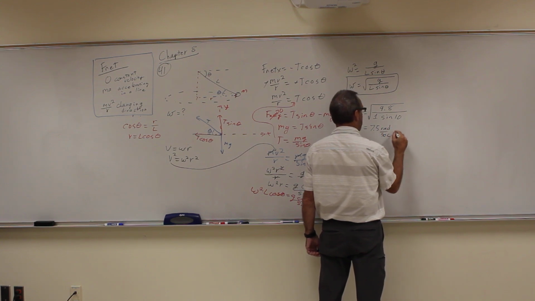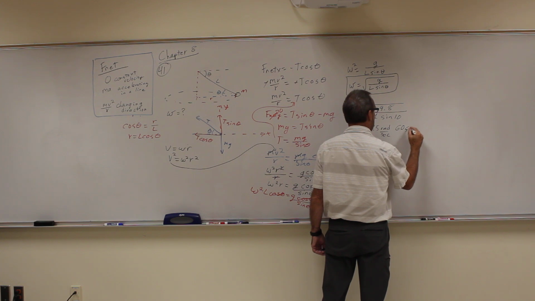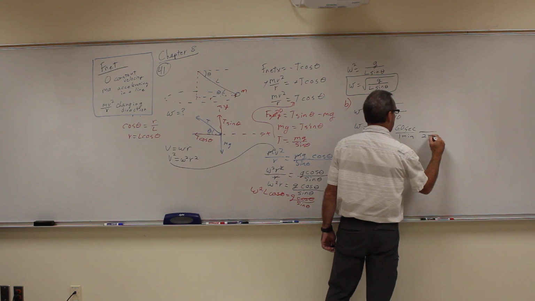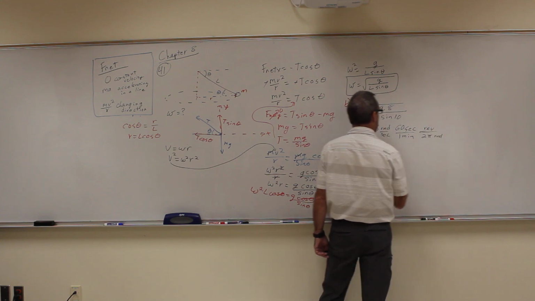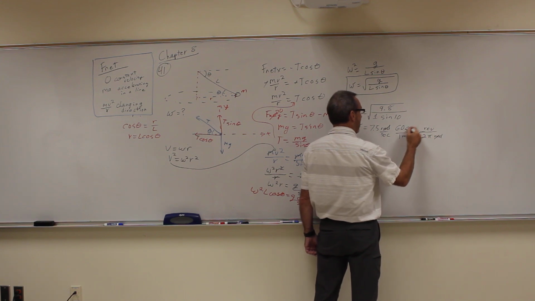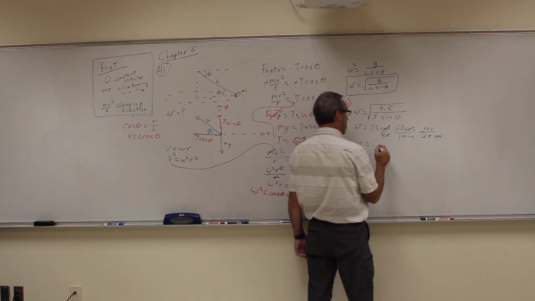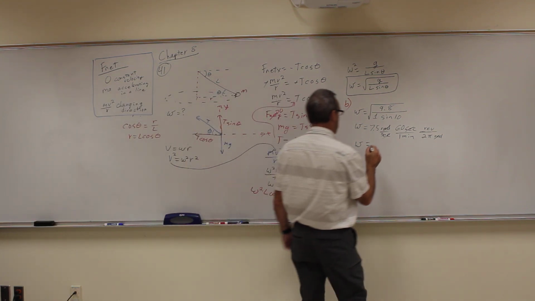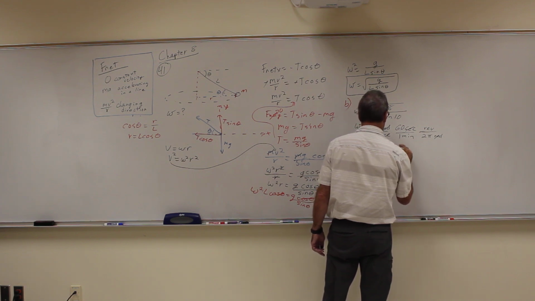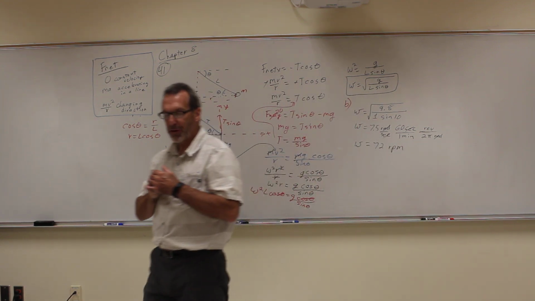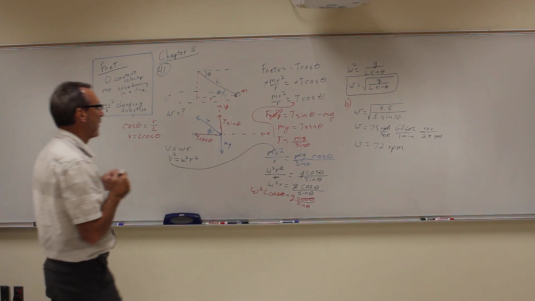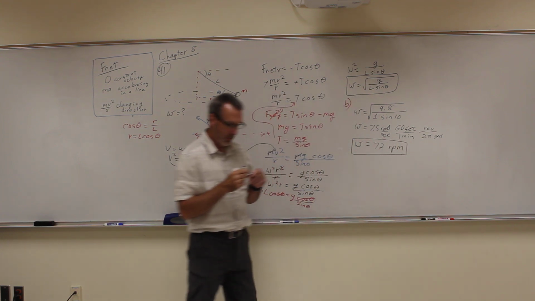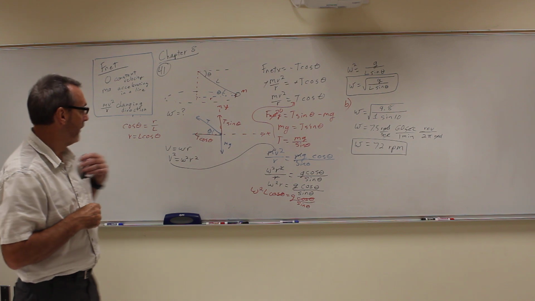But they want that in RPMs, so we have 60 seconds over a minute and 2 pi radians over a revolution. Remember, that cancels with that cancels with that. And we end up with a value of 72 revolutions per minute. Or a period of just less than a second. All right, and that's how you do number 41.